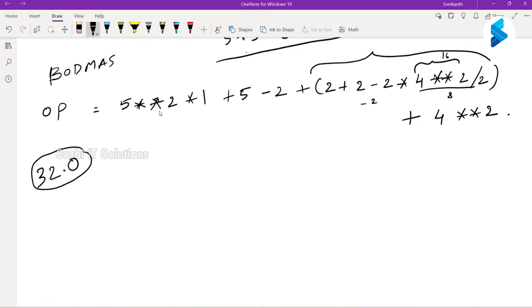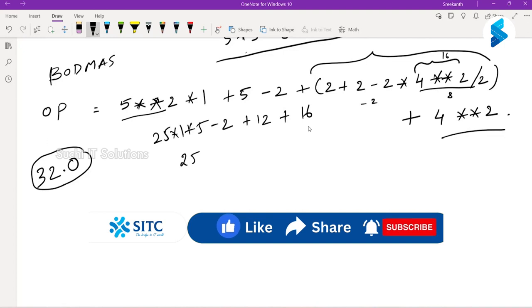And there are two exponents here. So which one goes first? As per the order, whichever is first. 25 into 1 would be just 25 plus 5. Okay, so let me just use this as is. Minus 2 plus 12 plus 4 star star 2, which is nothing but 16. Again, as per the priority, it is the multiplication, 25, then it is all addition and subtraction. It just goes by the order.